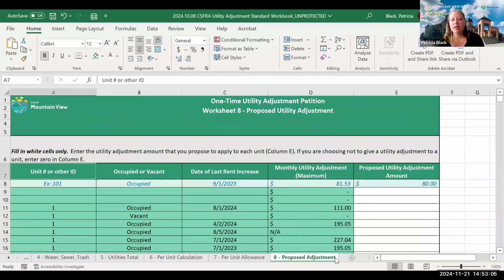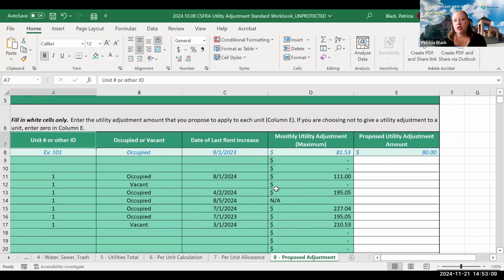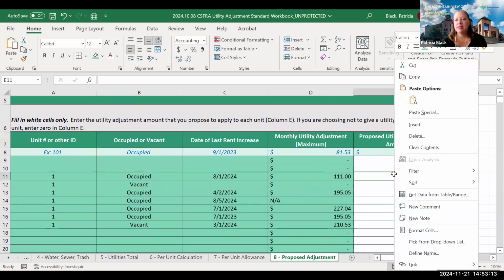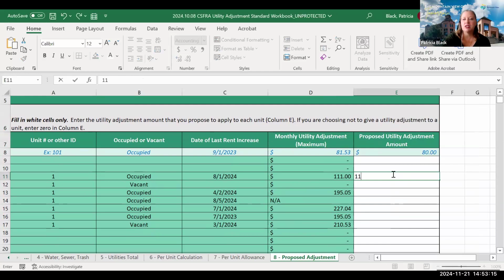Okay. And then finally, we have your proposed rent adjustment per unit. So it's going to go through all of this, and then you have to fill out this last column E and let us know what you want your proposed adjustment to be. It can be exactly the same as whatever's here, or it can be less. Some property owners are choosing to do a little less. So we left that option in, but you need to fill out worksheet 8.